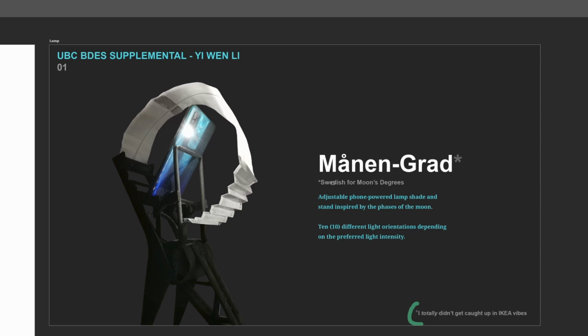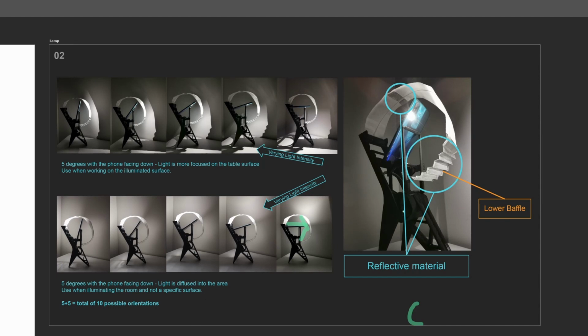Now, the moon's degrees comes from the different degrees of position your phone can be in. And that, which we'll see in the next slide later on, will depend on the angle to give you a different sort of light. So as I say here, there are 10 different light orientations depending on the preferred light intensity. So this is my cover page. This is the first page. And the second page here demonstrates the lamp in action.